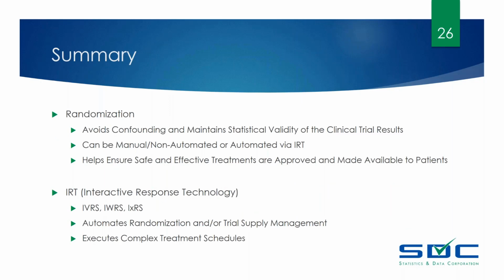In summary, randomization is critical. It avoids confounding and maintains statistical validity of the clinical trial results. As we've discussed today, it can be manual or non-automated for simple randomization or automated via an IRT system for more complex. And it helps ensure safe and effective treatments are approved and made available to patients.